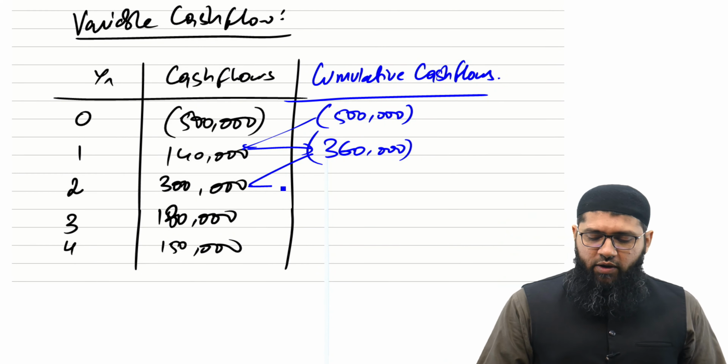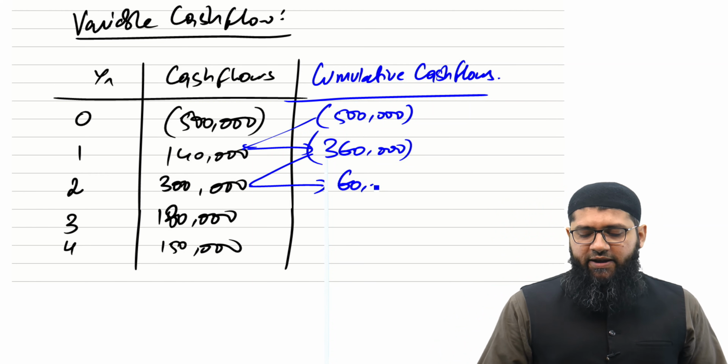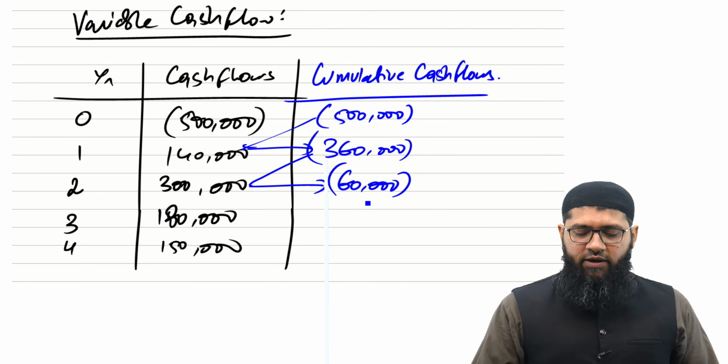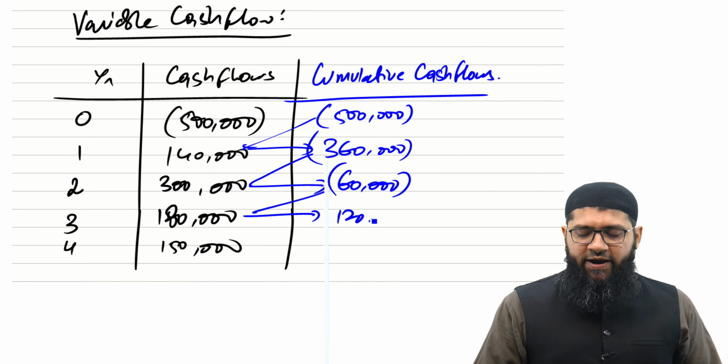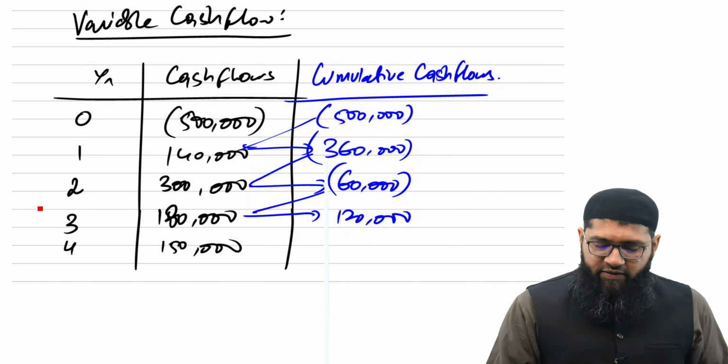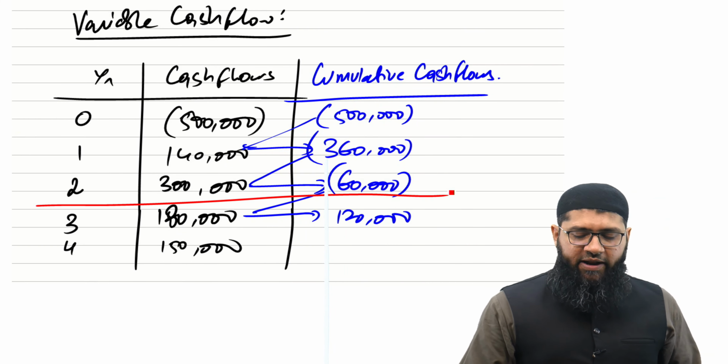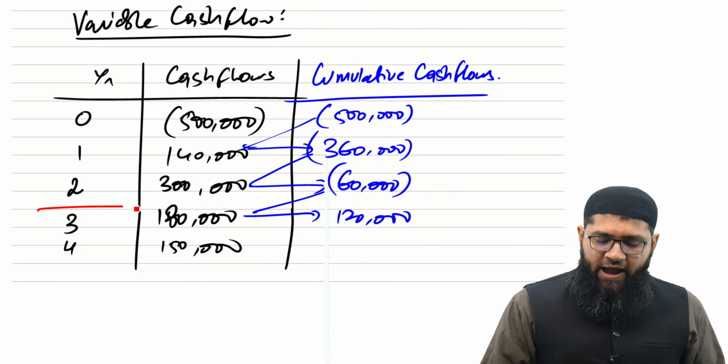Now what you do is that you add up these two, so you would get a cumulative negative 60,000, and when you add up all these, you end up getting a positive cumulative cash flow of 120,000. Now what does it tell us? It tells us that your payback period lies somewhere in between year 2 and year 3.